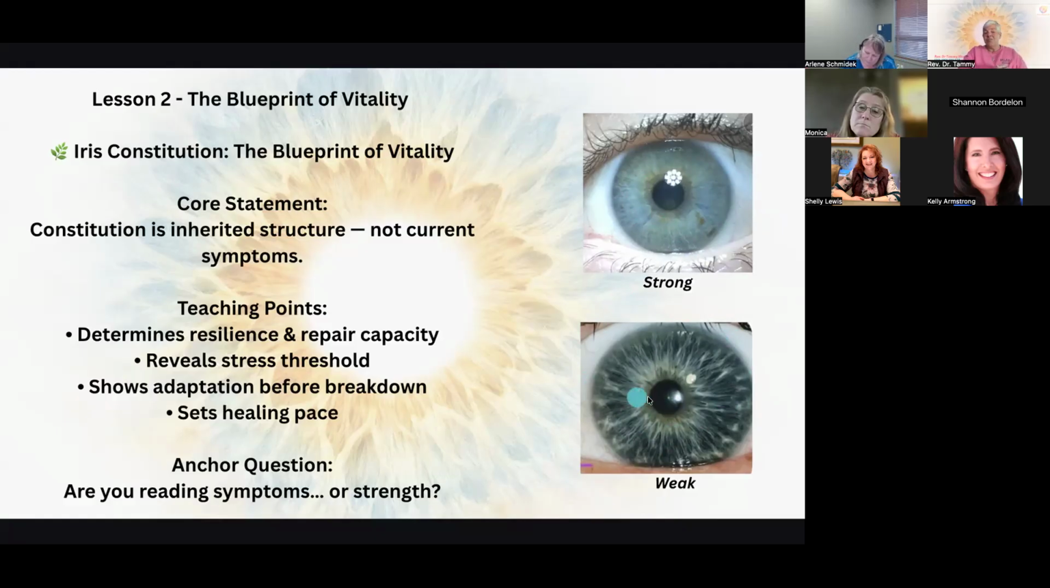A weak Constitution looks more like a spider web, or a bike wheel or something. You're going to see all these spokes and different things. That is a very weak Constitution. When I say that, it doesn't mean that the person is strong or weak. It just means that their vitality of health is going to be a little bit more difficult with a weak Constitution than it would be with a strong Constitution.